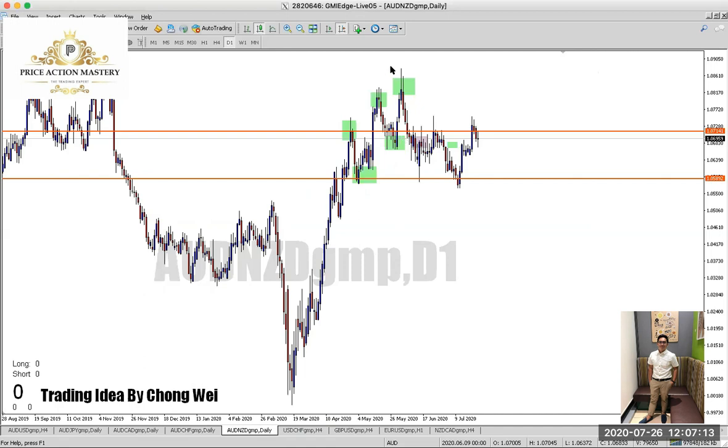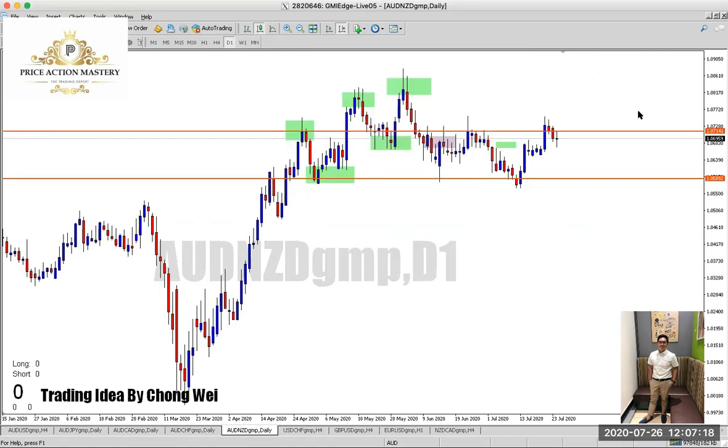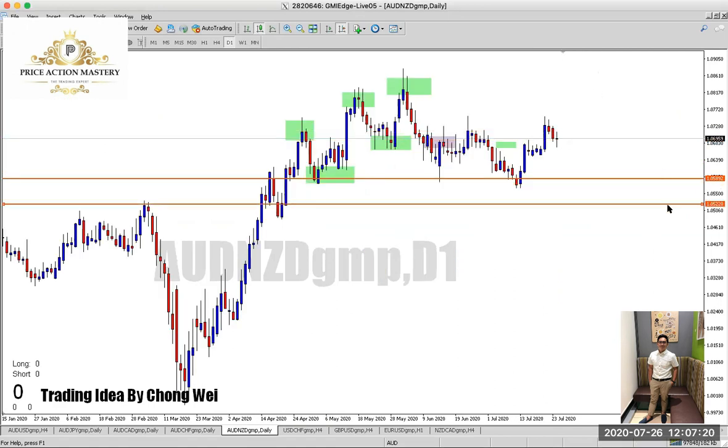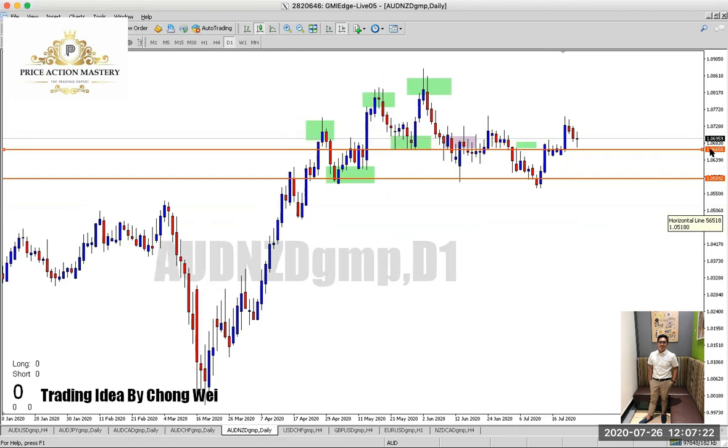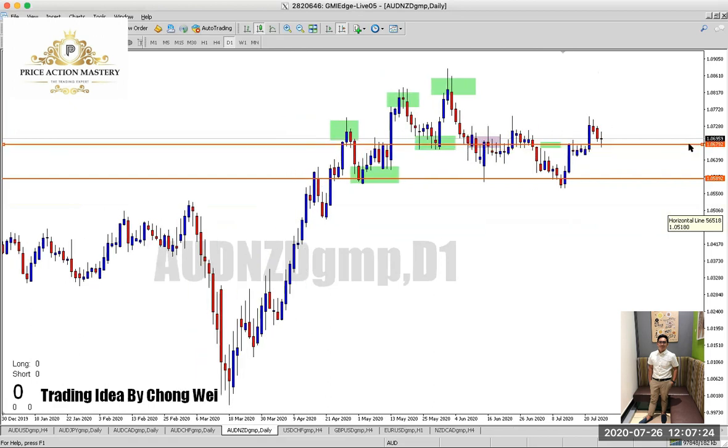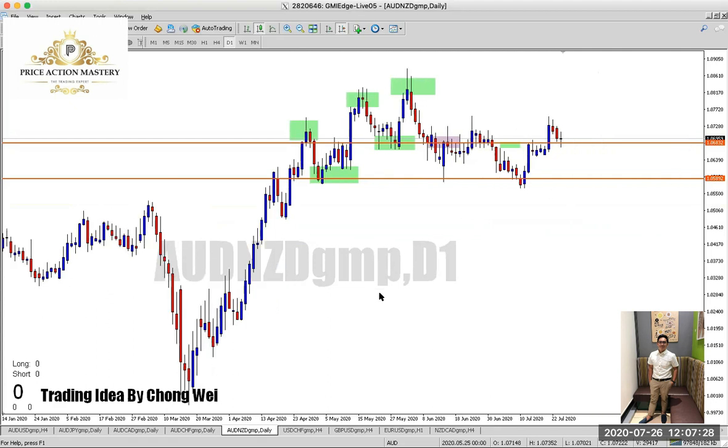Okay, let's look into Aussie New Zealand. Let me place my key line first. Here will be my key line. So Aussie New Zealand, we can see a further advance from this level.